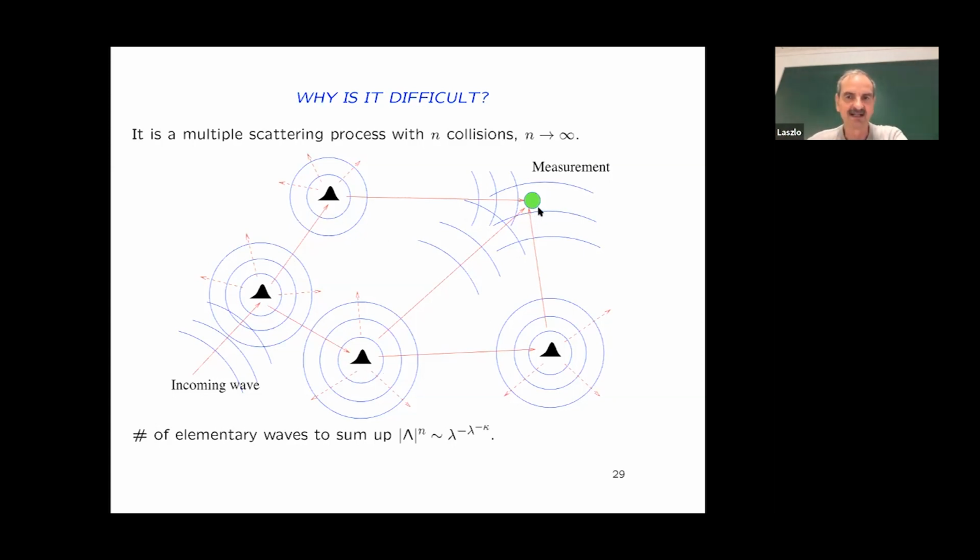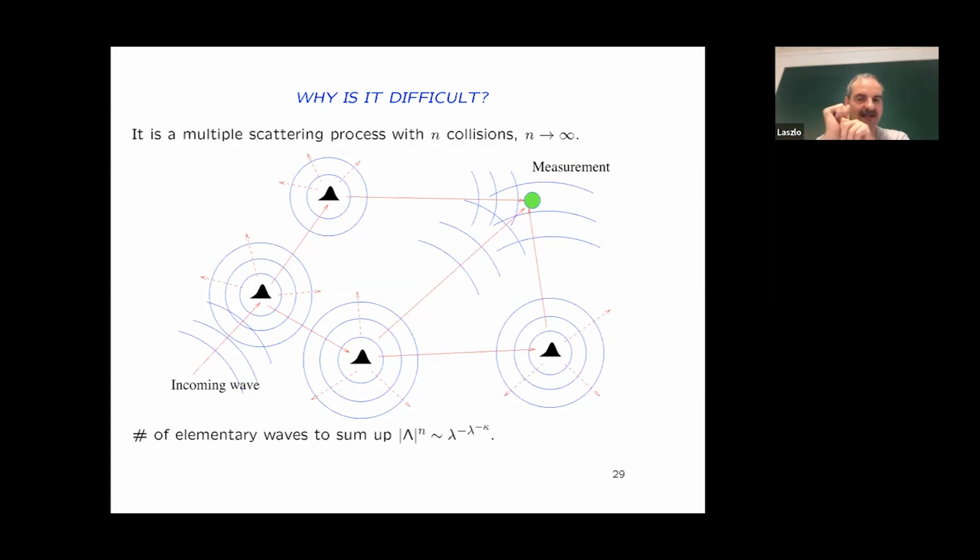But then at the very end of the day, you want to measure the outcome. So at some point in the phase space, for example, here you put a measurement apparatus, and then you measure the strength of the wave. But of course, at that point, you have to use the superposition principle. You have to add up all these elementary waves. And at that moment, the elementary waves have to be added up by their phases.